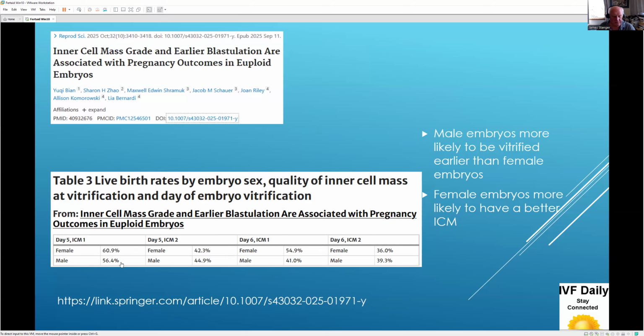And I think this reflects the observation that male embryos really like to grow fast. And when they're growing slow, that's a problem. That tells you something's wrong. And if you have embryos that took 6 days to get to blastocyst and have a poor quality ICM, both male and females had a live birth rate still 36%, which is pretty good, but only half what you would have expected if they got there on day 5.